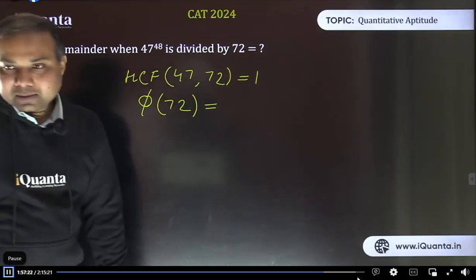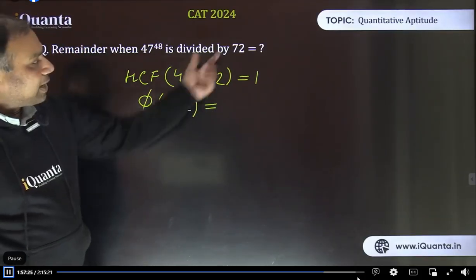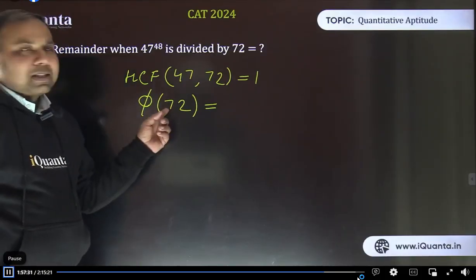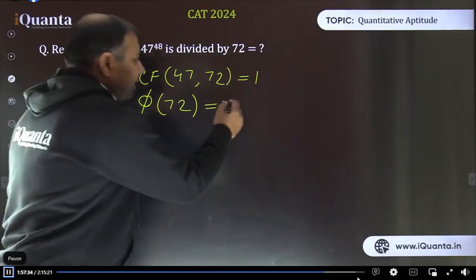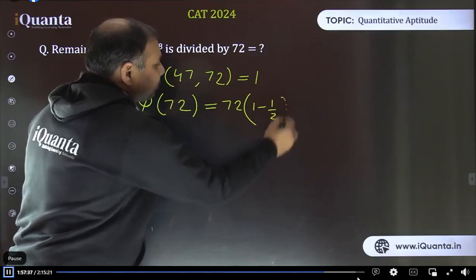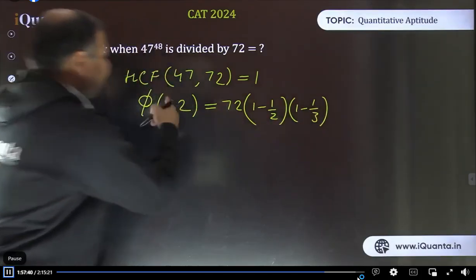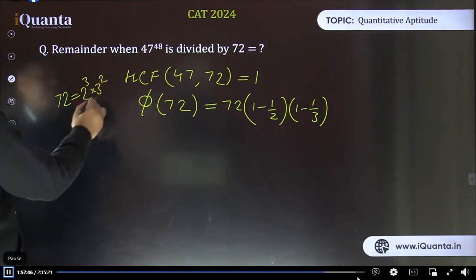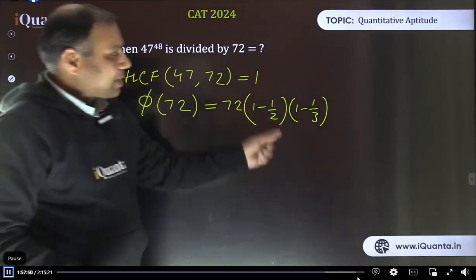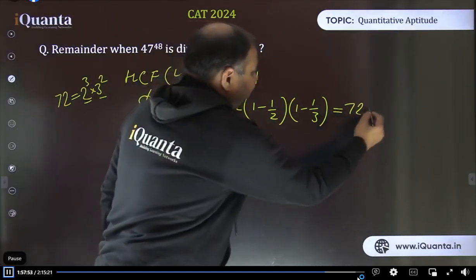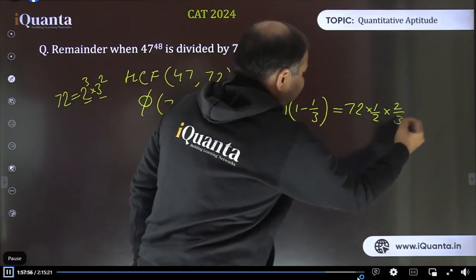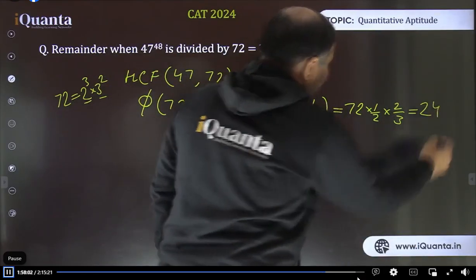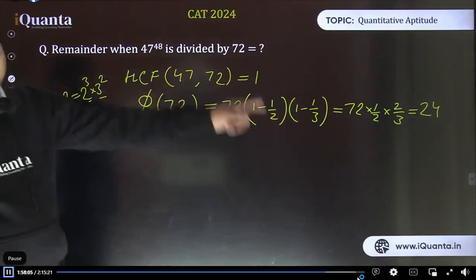How much is coming, please tell me? What is the value for phi or Euler number here? It's 24. The prime factorization contains 8 into 9, that is 2 and 3 only. This is 72 into 1 minus 1 by 2, 1 minus 1 by 3. How do we know? Because 72 is 2 cube into 3 square. So I just need to make use of this 2 and 3. So 1 minus 1 by 2, 1 minus 1 by 3, which is 72 into 1 by 2 into 2 by 3. That gives you 24, right? So phi of 72 comes out to be 24.